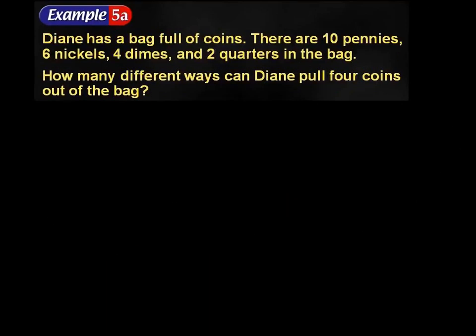Diane has a bag full of coins. There are 10 pennies, 6 nickels, 4 dimes, and 2 quarters in the bag. How many different ways can Diane pull 4 coins out of the bag? Okay, so the coins, it doesn't matter when they were minted or what state is on the coin. It's still a combination problem because it doesn't matter which dime you pull out first. So we have a total of 10 plus 6 plus 4 plus 2, which is 22 total. So we're going to have a combination of 22 taken 4 at a time.